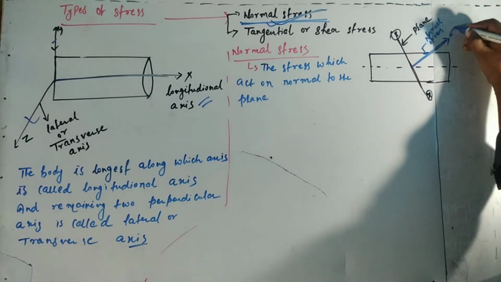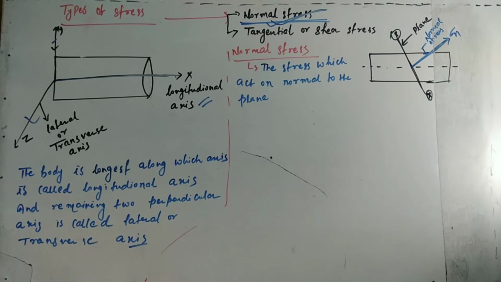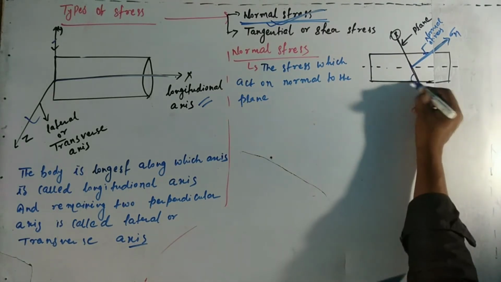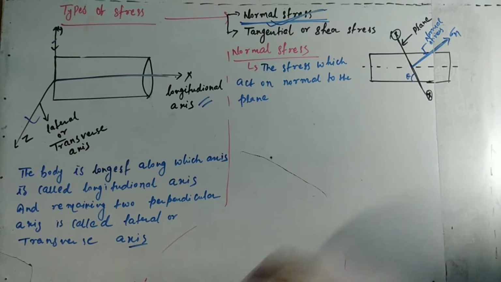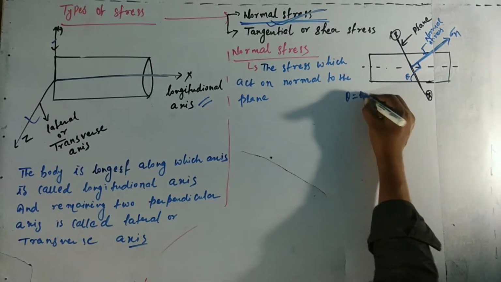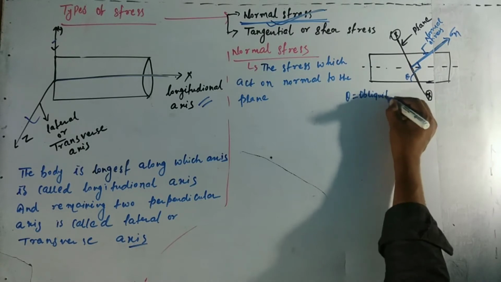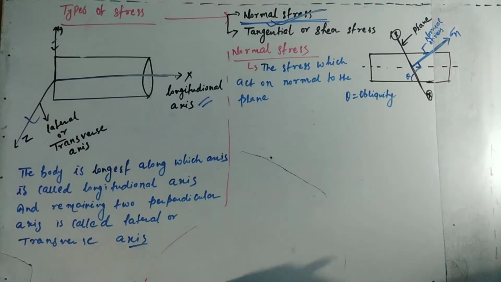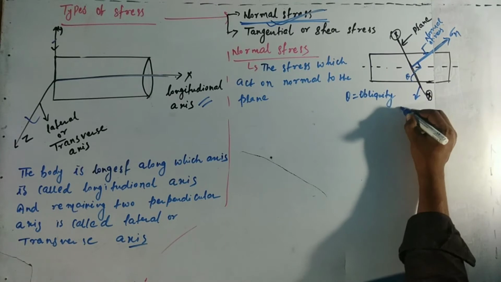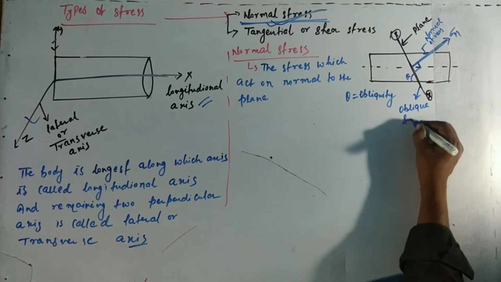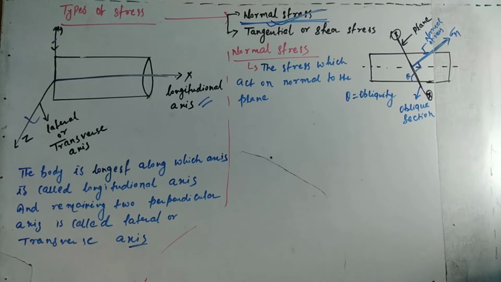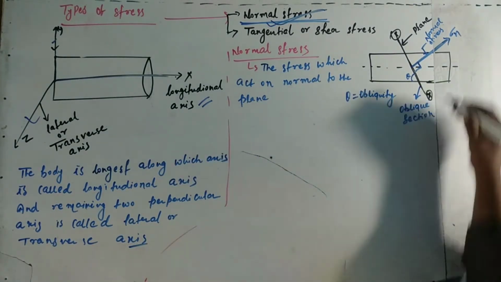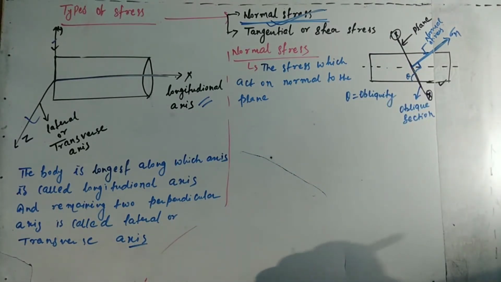So here you can see this stress is normal to the plane, that is, perpendicular. And this is the oblique angle. This is perpendicular to the plane and theta is the oblique angle called obliquity. And that plane is called oblique plane or oblique section.